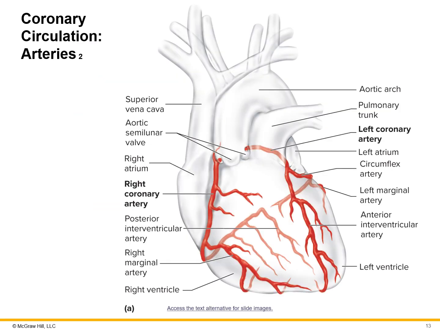This is just showing that coronary circulation. So again, arteries that are supplying blood to the heart. So the left coronary artery and right coronary artery are the main ones. But then we also have the circumflex and the marginal arteries, as well as the interventricular arteries, both anterior and posterior, right and left.